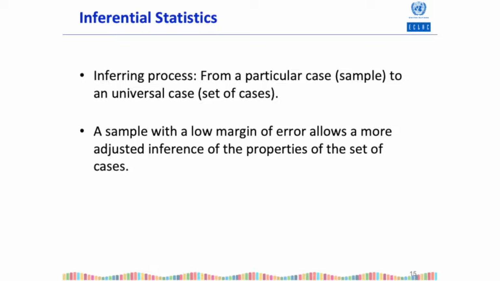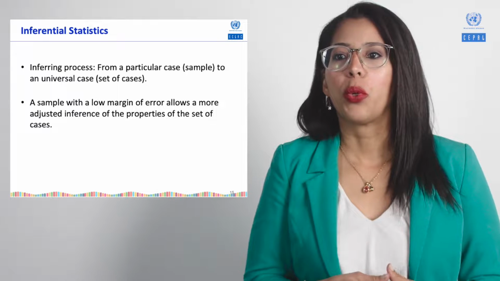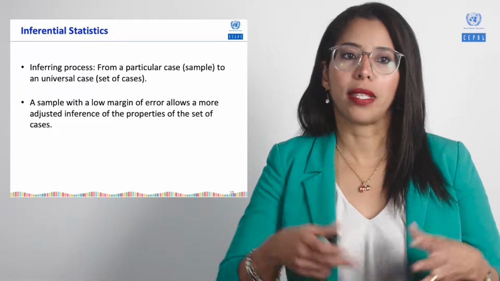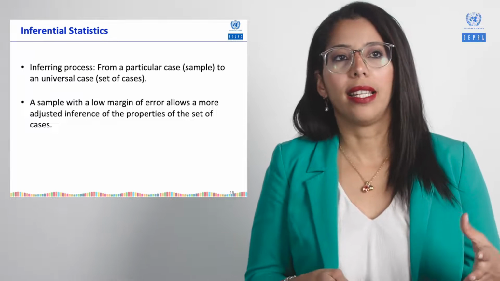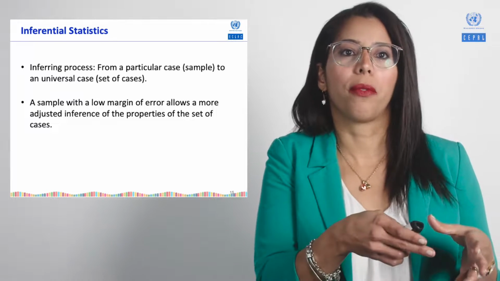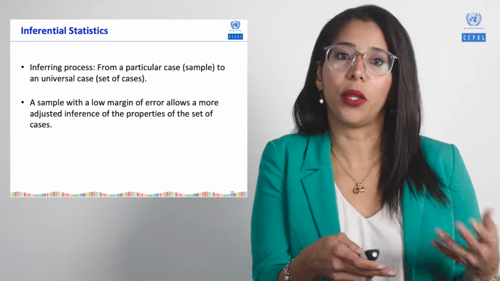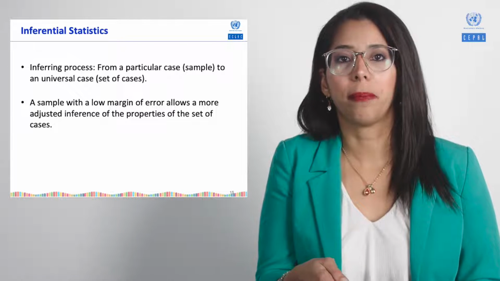Inferring processes. Well, some particular cases can give us an idea of what is realistic for the universe. So, for example, if you have a low margin of error, you can have more adjustment to inference of the property of the set of cases. That depends on how representative the whole data set is that you are able to access.